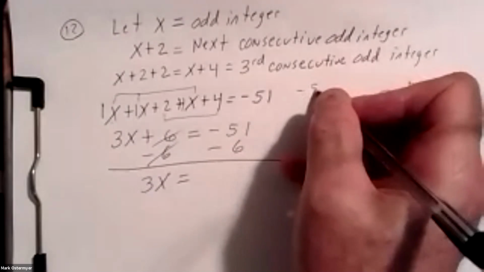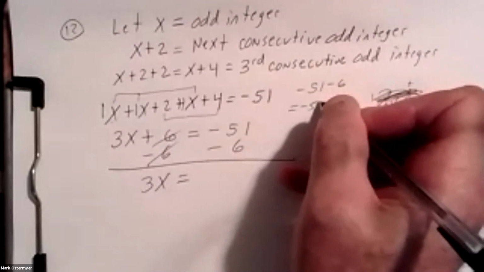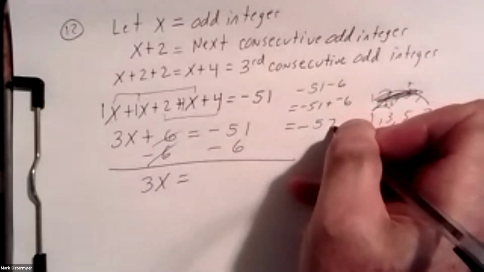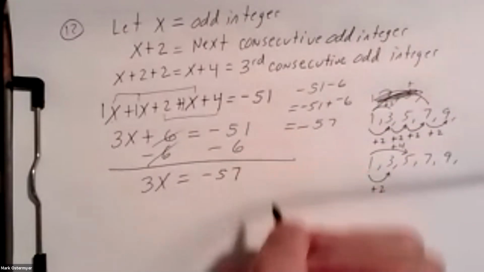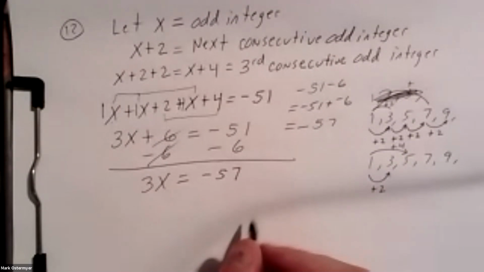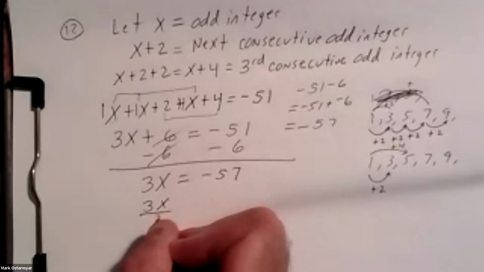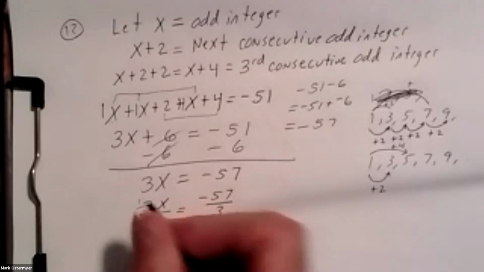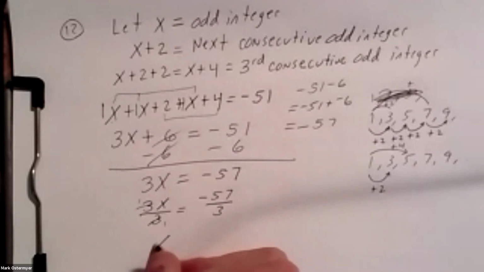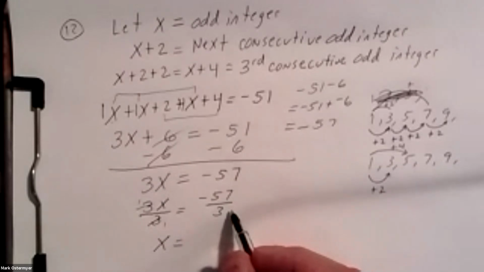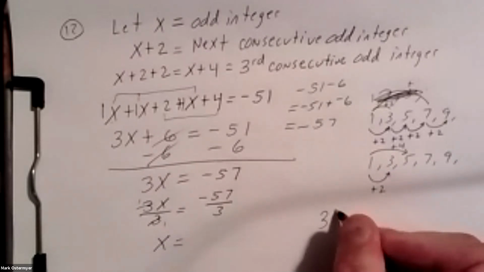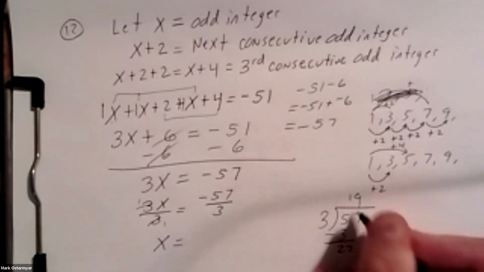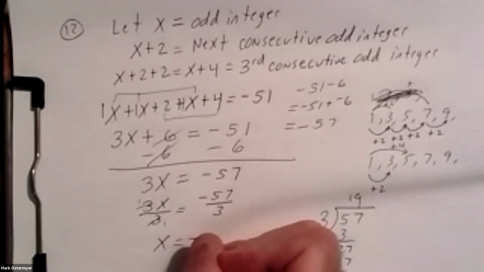Negative 51 subtract 6 is negative 51 plus a negative 6. A negative plus a negative is a negative, and we add 51 and 6, which is 57. So negative 57. Now we solve for x by dividing both sides by 3. The 3's reduce out to 1 on the left side, and 1 times x is x. What's negative 57 divided by 3? Negative 19.